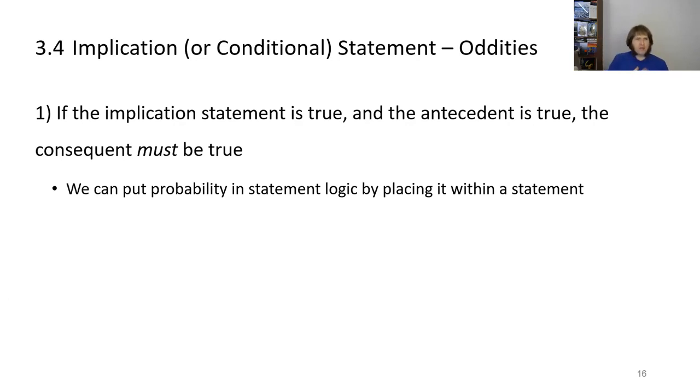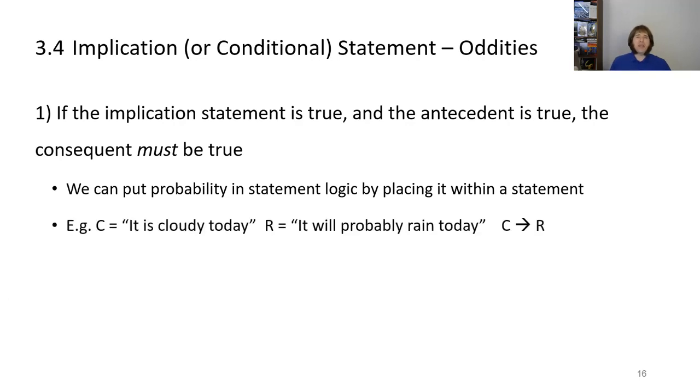Now, of course, we should have some room for probability somewhere, right? If statement logic can't somehow represent probability, then it seems like it really is a big shortcoming. We can put probability into statement logic by placing it within a statement. So look, we're thinking about if it's cloudy, then it's going to rain. Here I've got C and R, just to mix it up. Statement C, it is cloudy. Statement R, it will probably rain today.